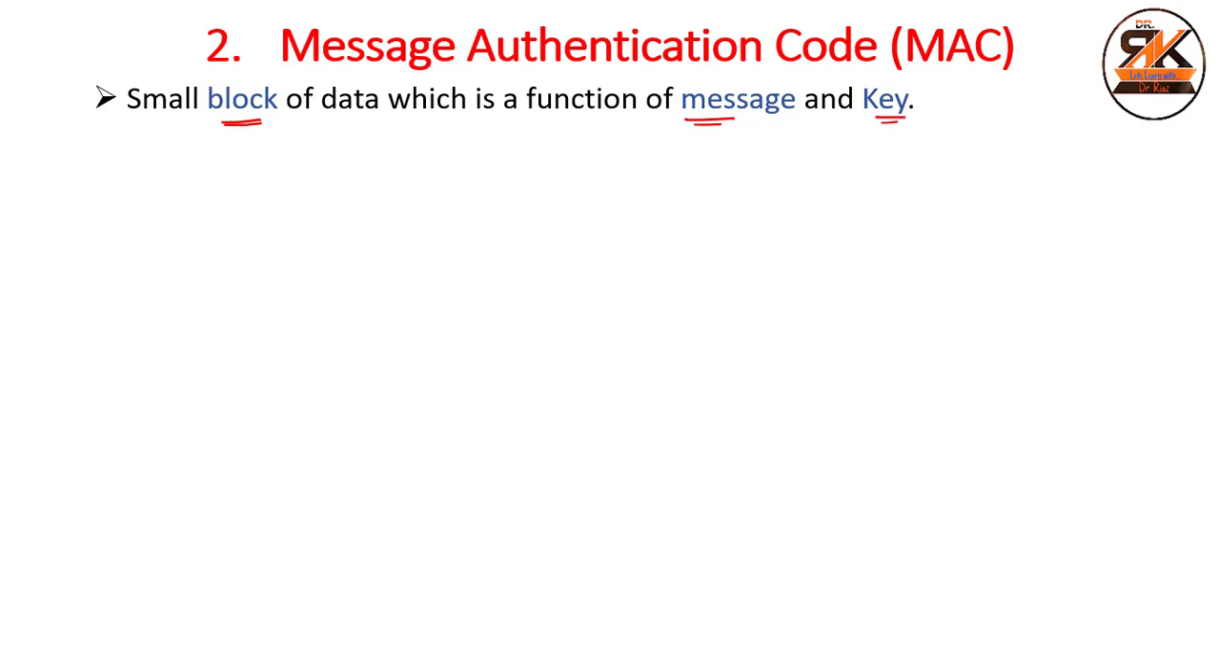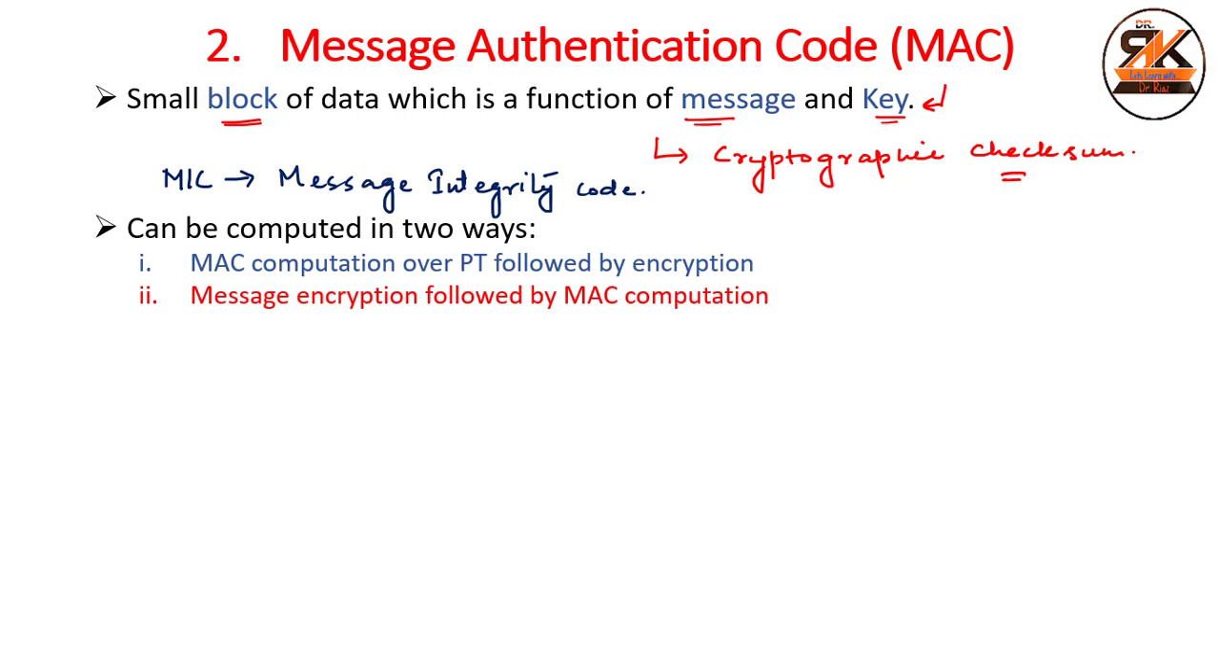So it is similar to some cryptographic function. This is going to be a cryptographic checksum. Even without using the encryption algorithm, we are computing the checksum, but here we apply the key to the function used for calculating the checksum, and that's why it is called the cryptographic checksum. Alternatively, this MAC is also known as MIC, message integrity code. This MAC is appended to the message and then transmitted towards the destination side.